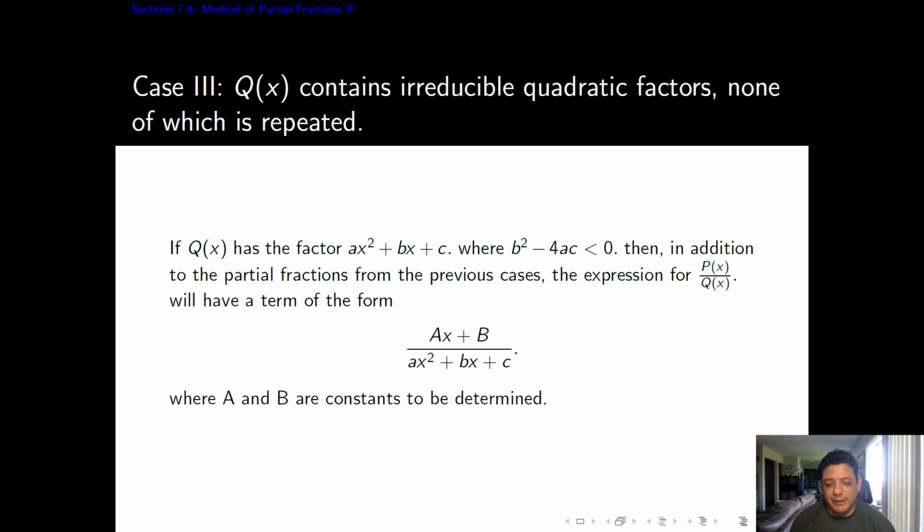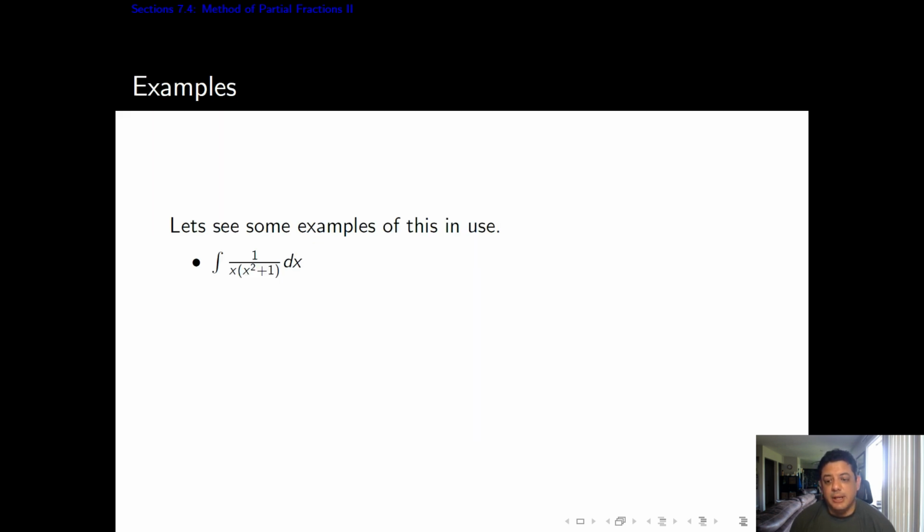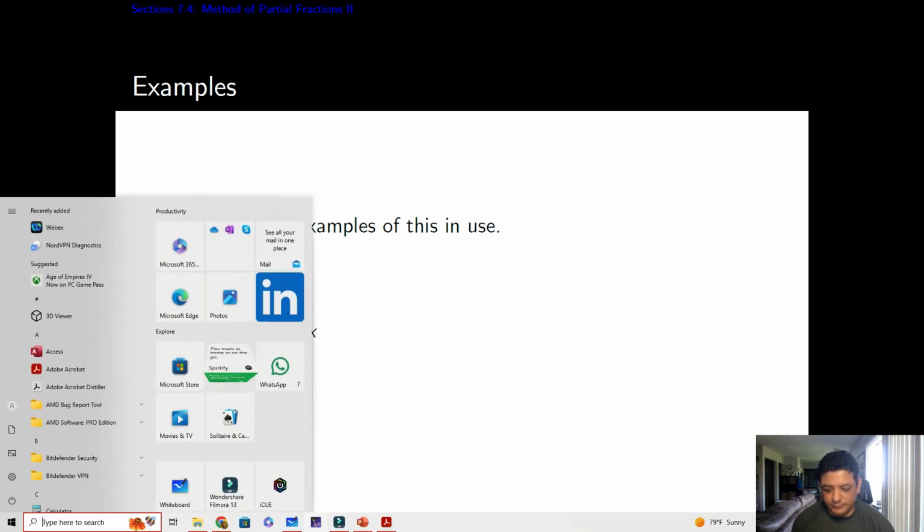And so when this happens, the partial fraction term for this particular factor is going to be of the shape ax plus b divided by ax squared plus bx plus c. So essentially we're going to keep it in this form, and we're going to determine again what a and b are before we continue with the integration. Now let's see some examples of this in use.